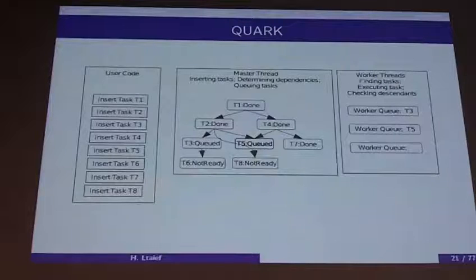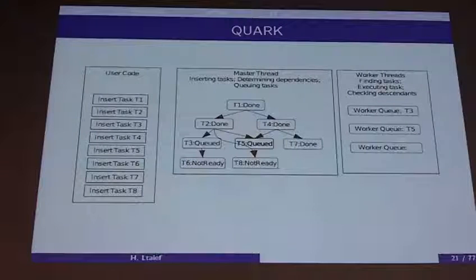So this is one slide about the internals of QUARK. This is the user code. It can be in C or in Fortran, and it is composed of those insert tasks. Let's say in this case you have 8 different tasks, and you need to call this API called insert task, which defines the function. It tells the runtime, QUARK, what the different parameters of that function are, whether they are input, output, in-out, or have no dependencies. And then the runtime will look at those different data directions, do something smart about it, and hopefully do the right scheduling.